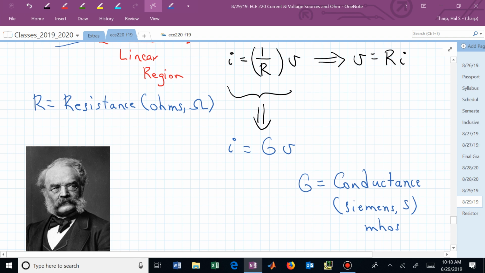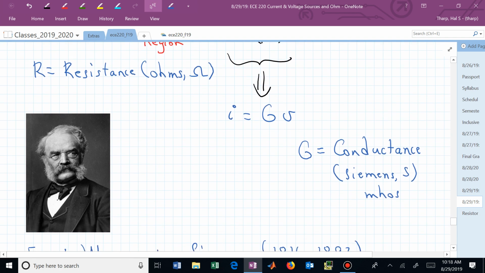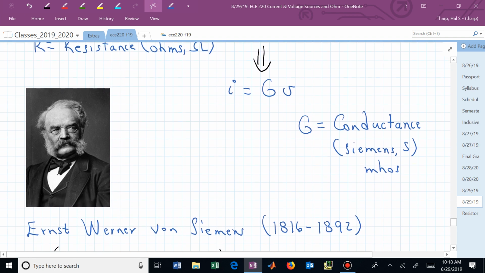And his buddy, well, maybe they weren't buddies, Ernst Werner von Siemens, liked to write it a different way. He liked to think not in terms of 1/R, but in terms of G, Siemens. So we have I is equal to GV, conductance, Siemens, or the backward spelling of ohms, mhos. Ohm is now mho. That's the units on Siemens.